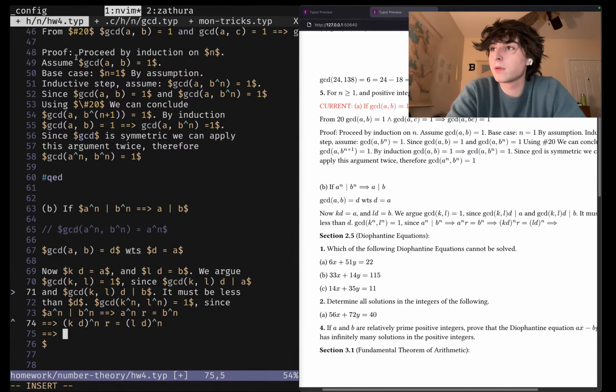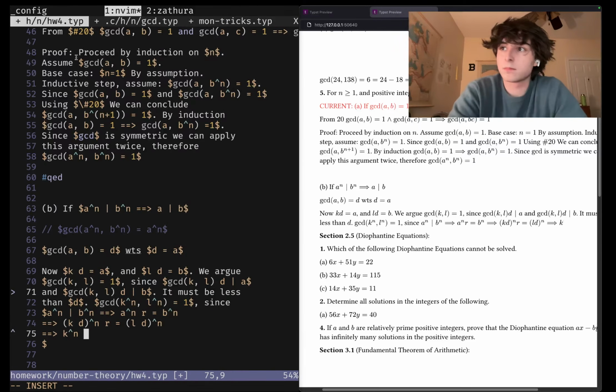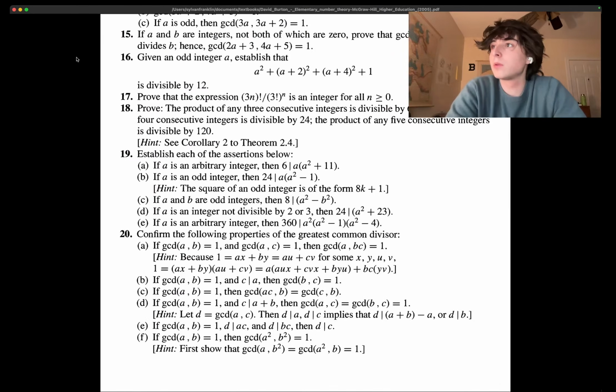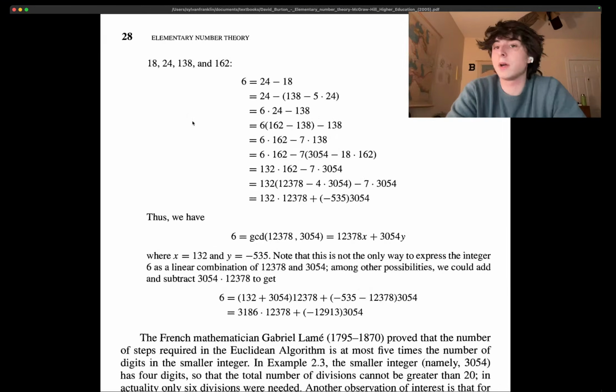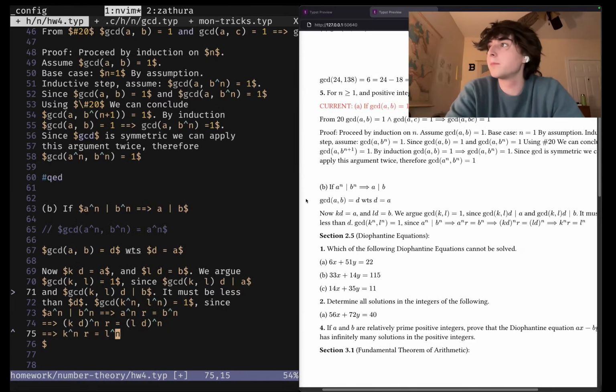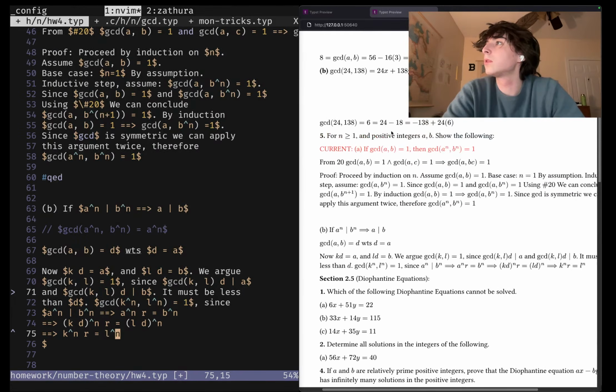Well, k could also be minus 1, to be honest. But that's fine. Did it say something in the exercise about them being positive integers, like your a and b? I think it did, yeah, actually. Yes, a and b are positive integers.